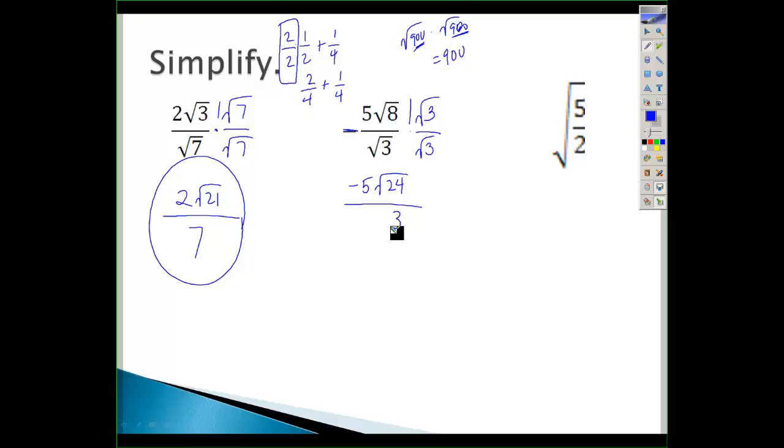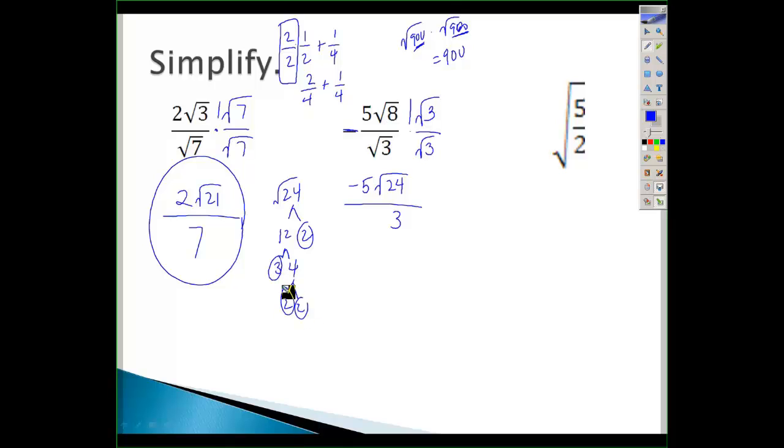However, even though I've rationalized the denominator, Mr. Gillum should be pretty happy with this, because there's no square root in the bottom. You need to simplify your solution here. So I'm going to take this square root of 24 and figure out how to simplify it. 12 times 2, 3 times 4, 2 times 2.